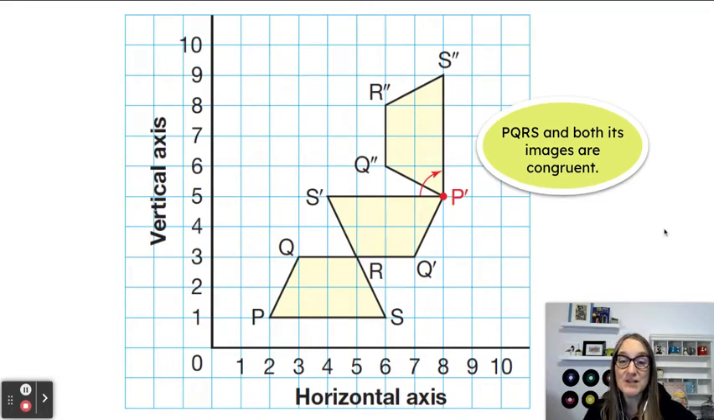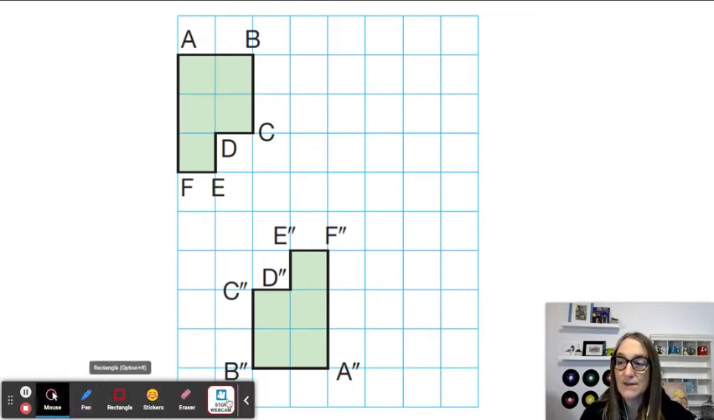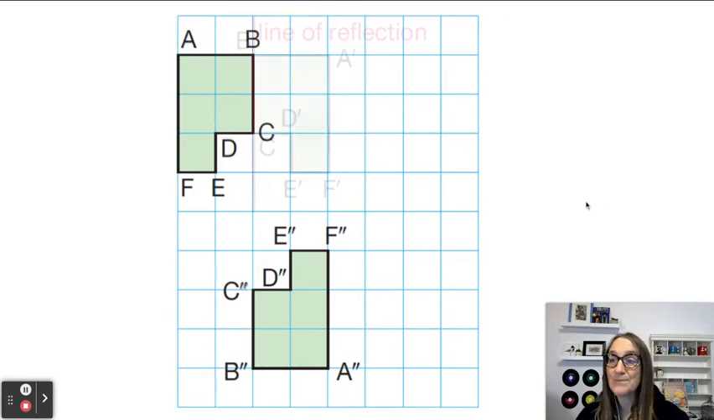Hexagon A double prime, B double prime, C double prime, D double prime, E double prime, F double prime is the image of hexagon A, B, C, D, E, F after 2 successive reflections. So this is a little complicated, but let's review how we can figure this out. Sometimes with successive reflections, it does take a little bit of guess and check, but I'm going to walk you through the steps right now.